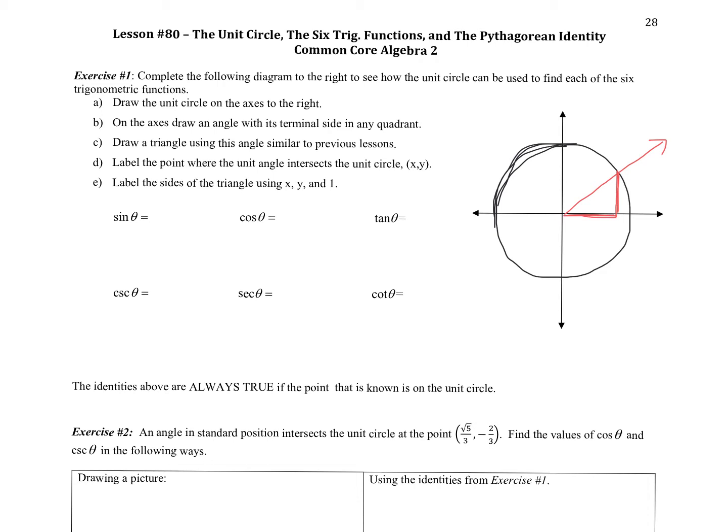We're going to label the point where it intersects the unit circle as (x, y). And we are going to label the sides of the triangle: x here, y here, and 1 over here. So here is my angle that I've chosen. And we're going to be talking about the sine, cosine, tangent, cosecant, secant, and cotangent of that angle.